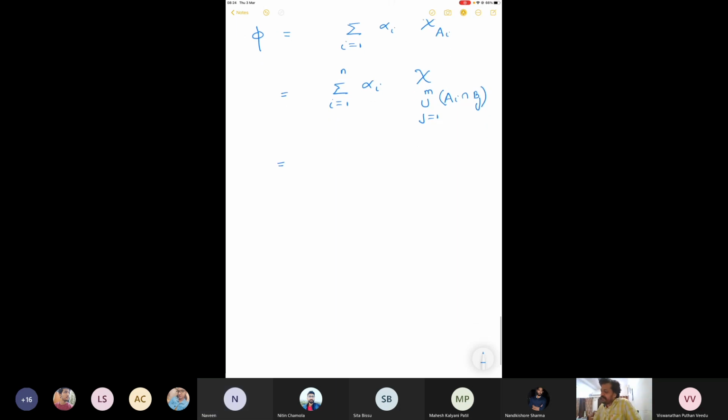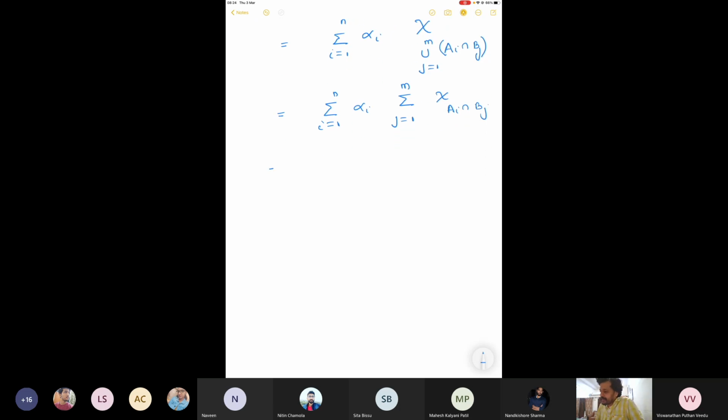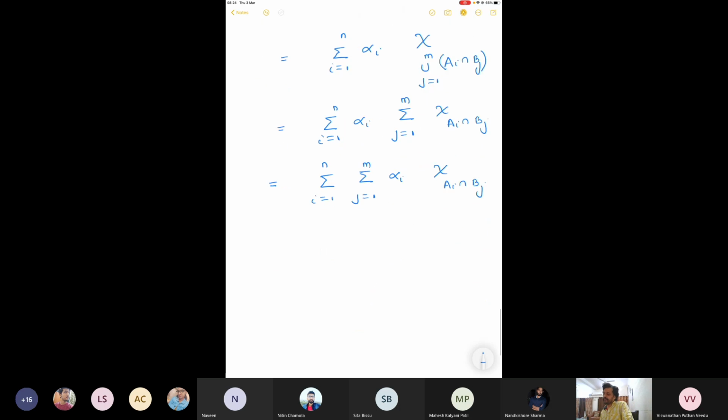Therefore, this chi of the union will be a summation, which I have commented on in the last lecture. That is alpha i times summation j equals 1 to m of chi of A_i intersection B_j. Okay. Chi of a union is equal to the sum, provided those sets are disjoint. So this is equal to summation i equals 1 to n, summation j equals 1 to m, alpha i chi A_i intersection B_j. Okay. So this is your phi.